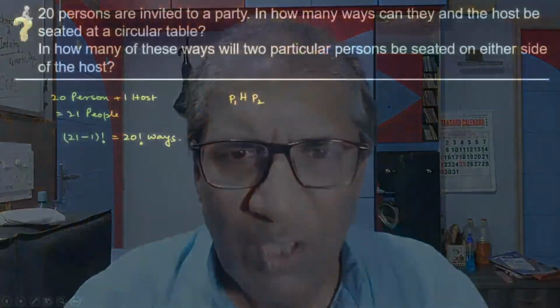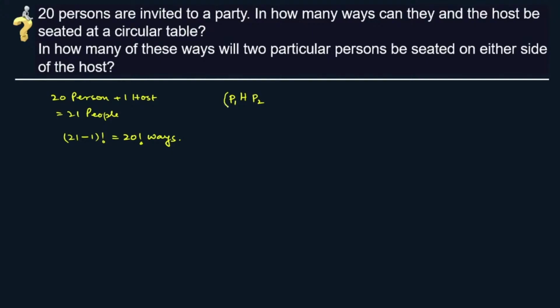How to do this? Simple. Let us make P1, H and P2 as my one unit. Because wherever they move, they will move with that complete set. So eventually your two particular persons P1 and P2 will always be on either side of the host H. Clear? Okay.